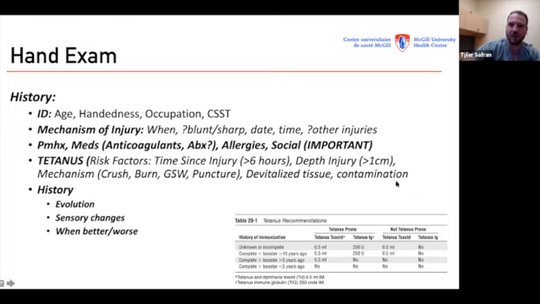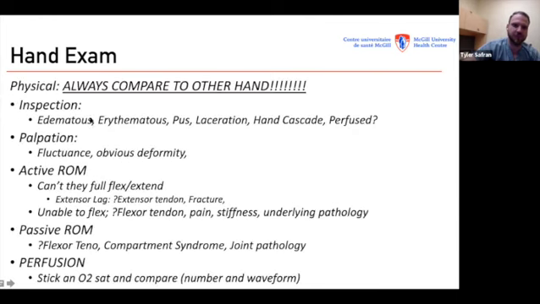And then when you do a physical exam, and I am a victim of this myself, it's always important to compare to the other hand. That's because when it comes to scissoring, which we'll get into, and other focal examination findings, it's very common that we see these on the other hand as well.